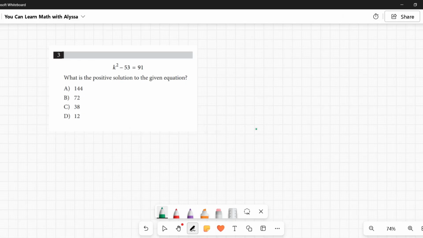Number 3, k squared minus 53 equals 91. What is the positive solution to the given equation? Okay, so k squared minus 53 equals 91.